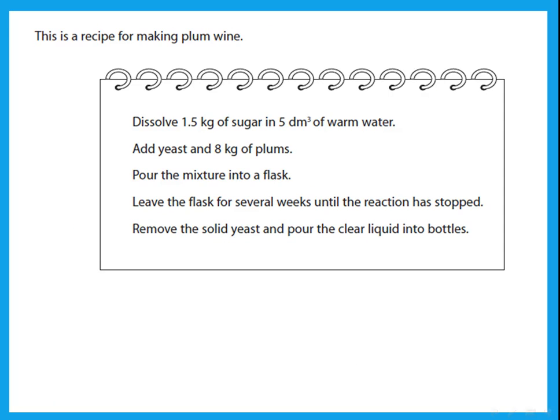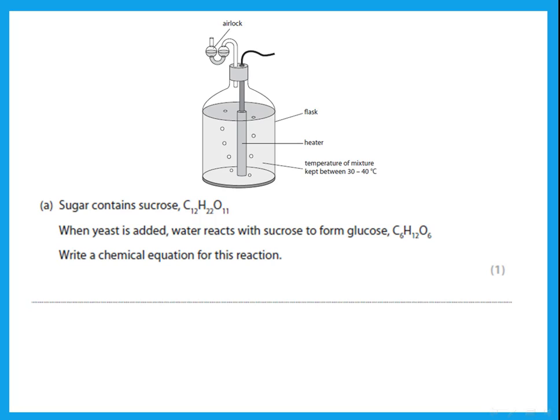This is a recipe for making plum wine. Dissolve 1.5 kilograms of sugar in 5 decimeter cubed of warm water. Add yeast and 8 kilograms of plums. Remember that plums are things that have sugar in them. When you add yeast to sugar, this is the fermentation method. So this is a method of fermentation in order to get wine. Pour the mixture into a flask. Leave the flask for several weeks until the reaction has stopped. Remove the solid yeast and pour the clear liquid into bottles.